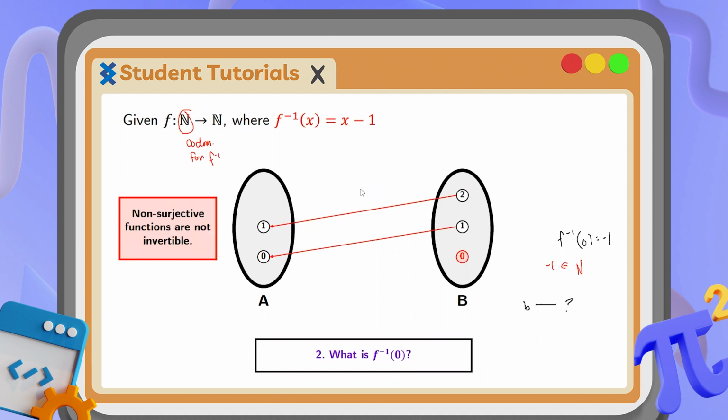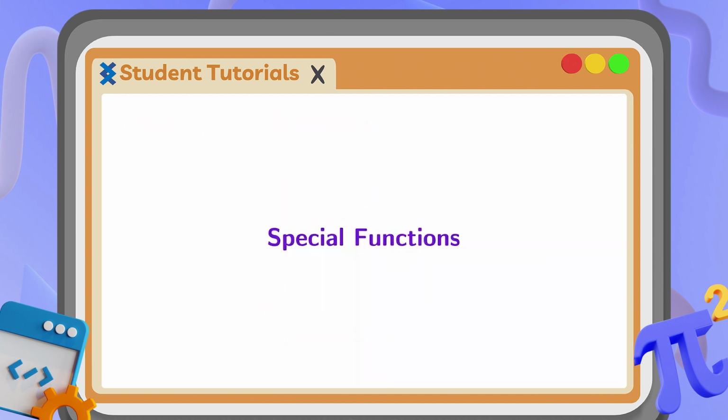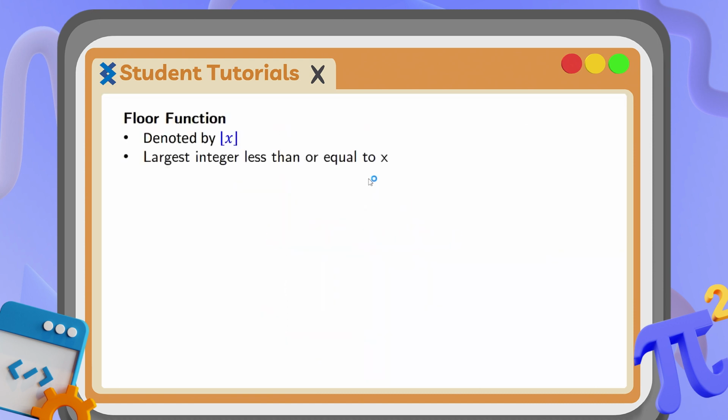So again, when we determine whether a function is invertible or not, we have to look into the function and its codomain and domain to determine whether it is invertible or not. So now we will proceed with the special functions.